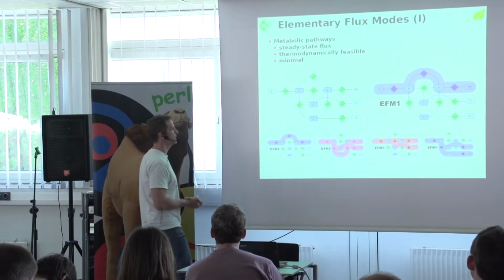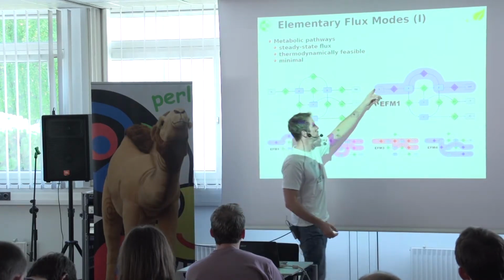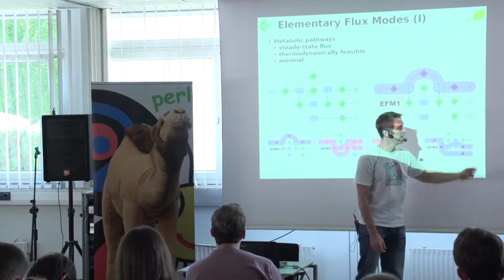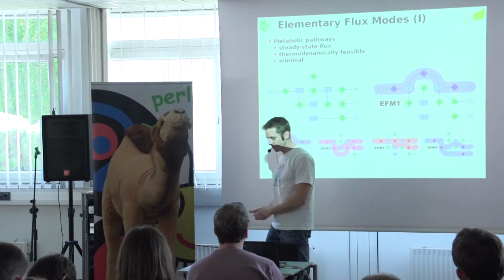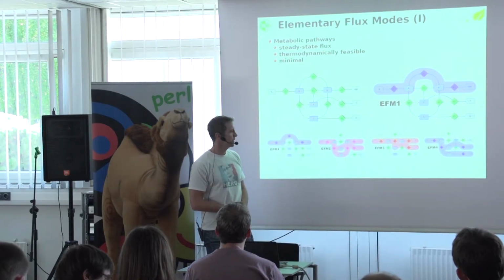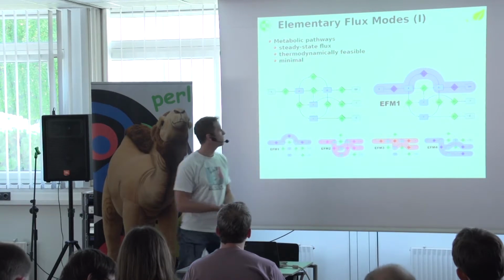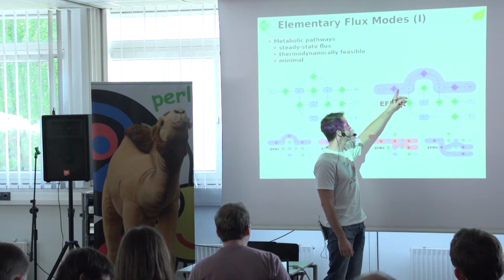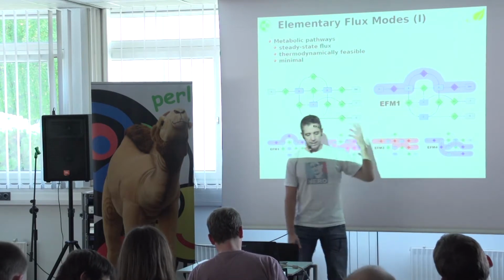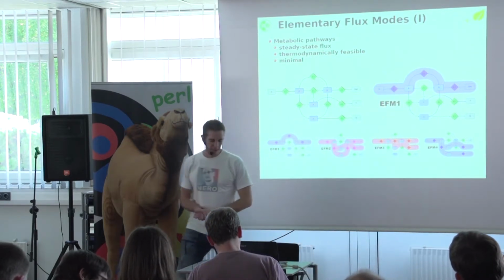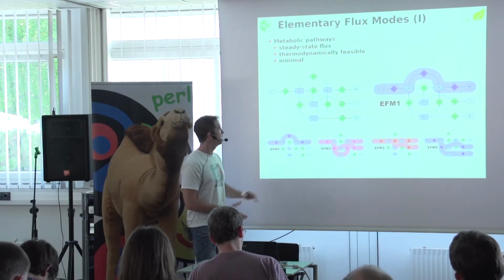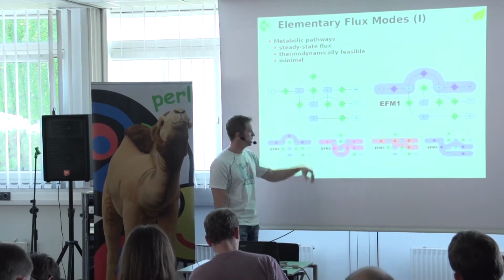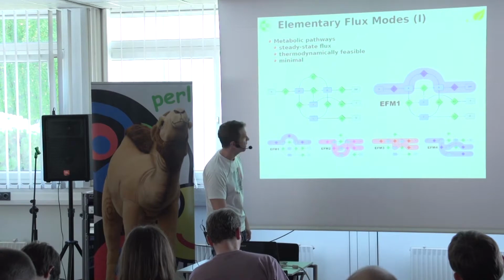Number 1, it must be in steady state, which means whatever goes in here has to come out somewhere else. So accumulation of anything in there is not allowed. Number 2, it must be thermodynamically feasible. And number 3, an elementary flux mode is always minimal, meaning if I take away one reaction, the entire pathway collapses because the steady state condition is not obeyed anymore. And for this simple network, for instance, we have 4 elementary flux modes.